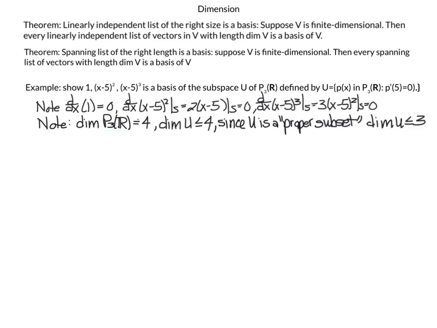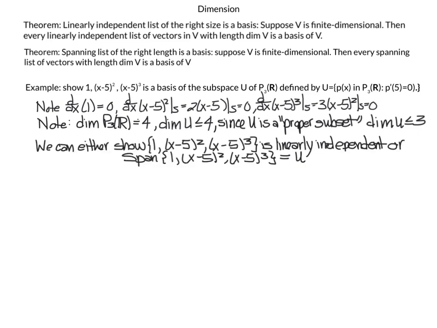For this problem, I want to be illustrating one of these two theorems, one with a linearly independent list of vectors, or the other with a list of vectors that span. For this subset U, I feel like it's easier to do linear independence because I'm not sure exactly how to express the span of this set U. There's no real standard basis for U. So let's do linear independence.